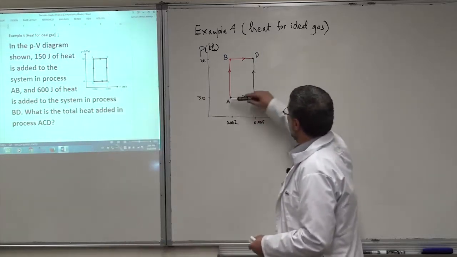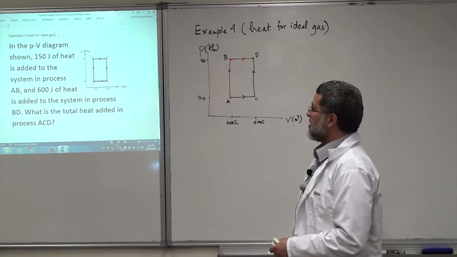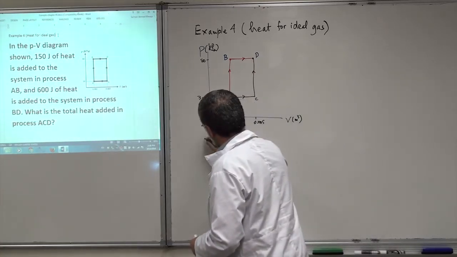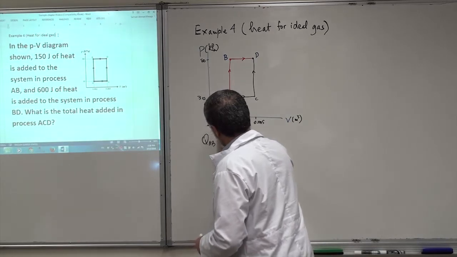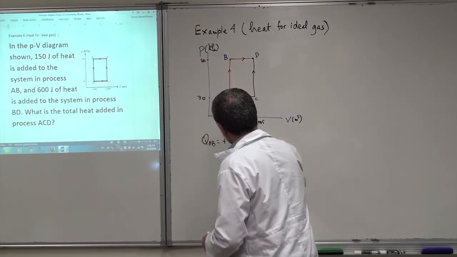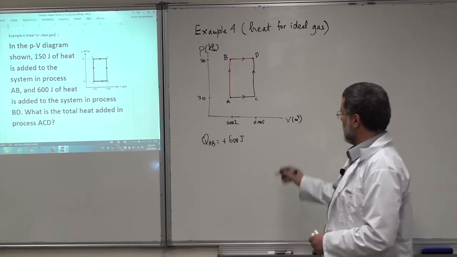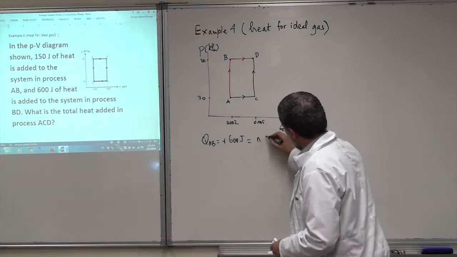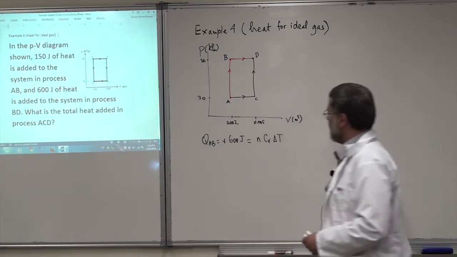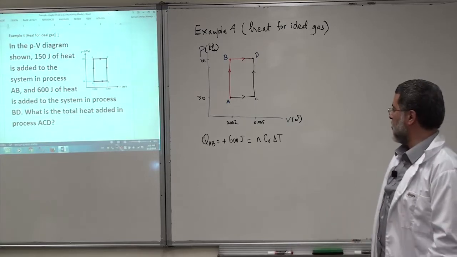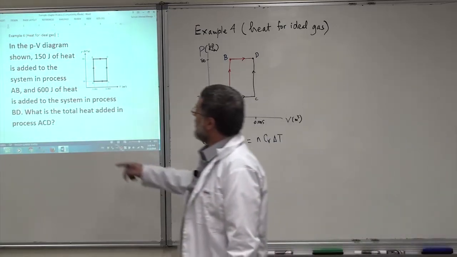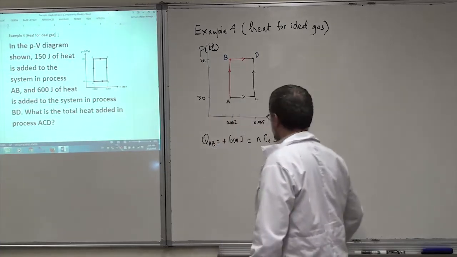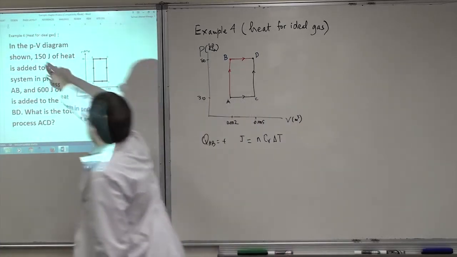So during the process A to B, the red process here, 600 joules is added to the system, so it's positive. So I have Q AB is equal plus 600 joules, okay? And I know that the equation for this process, since the volume is constant, this is n Cv delta T, okay? That's very well known. Then I have the AB, okay, sorry, 150 joules. You can see it here, 150.